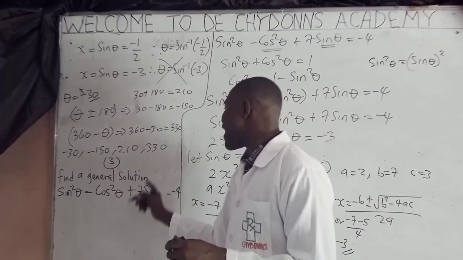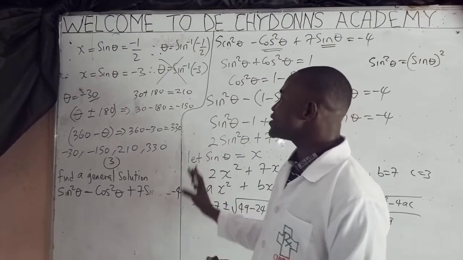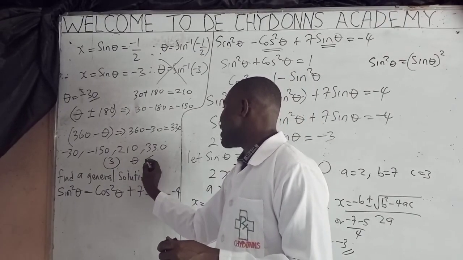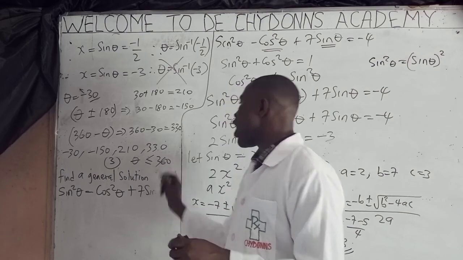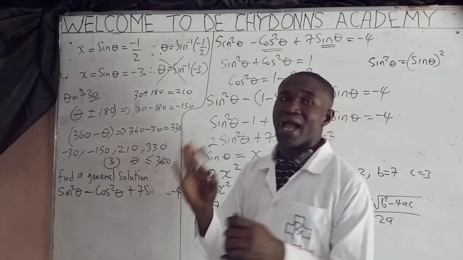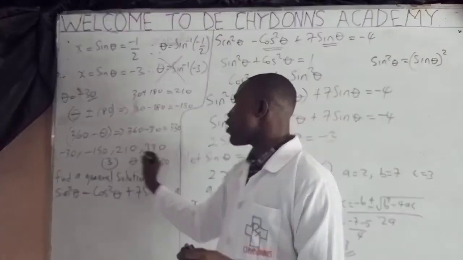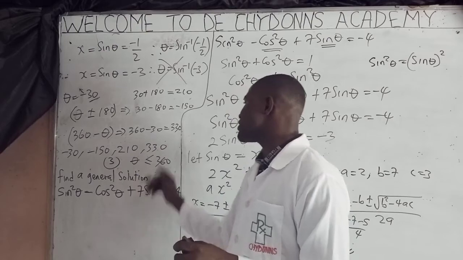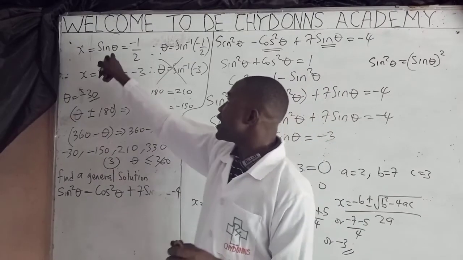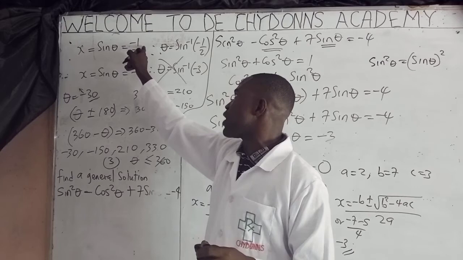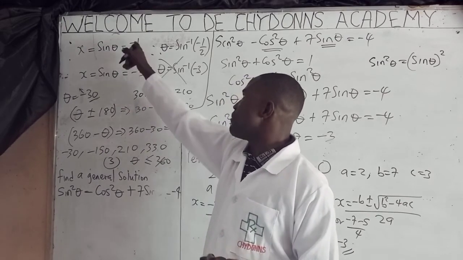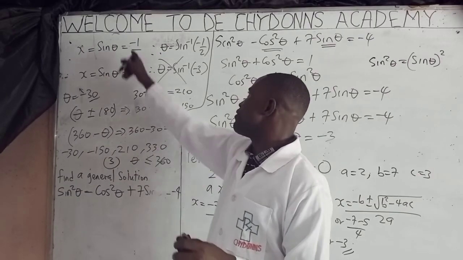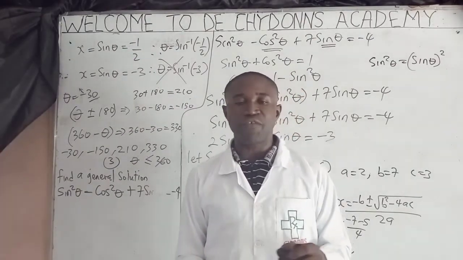Remember they say find a general solution of this. So we've been able to get all the values of theta such that theta is less than or equal to 360, all the values below 360 that we can get from the four cardinal points. First is minus 30, next is minus 150, next is 210, next is 330. That tells you that sine minus 30 gives you minus 1 over 2, sine minus 150 gives you minus 1 over 2, sine 210 gives you minus 1 over 2, sine 330 gives you minus 1 over 2. That tells you are very, very correct.